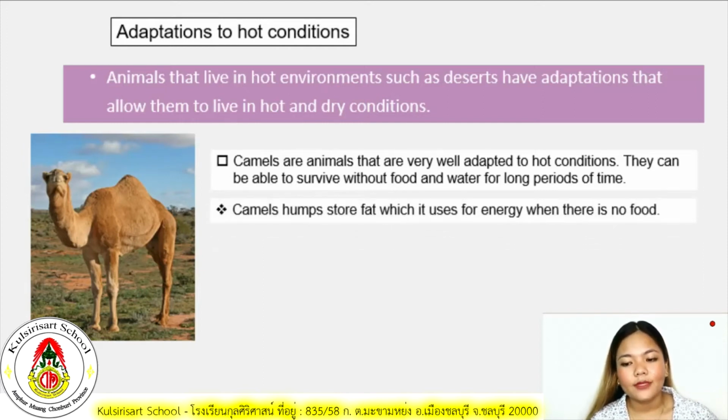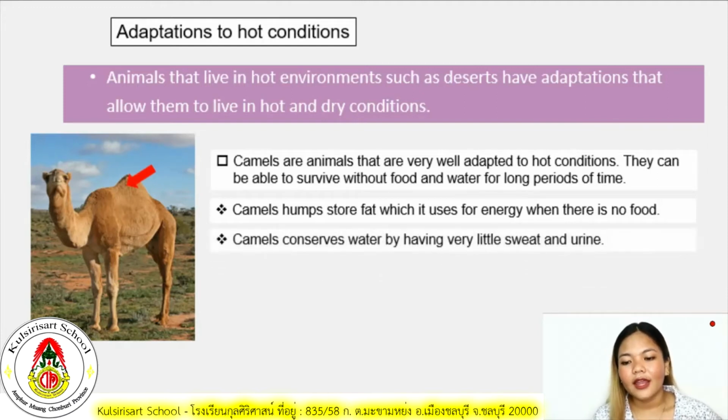Camels have humps that store fat which it uses for energy when there is no food. And the hump is what we have in here, pointed by the arrow. This is a hump or a curve on the back of a camel which helps it store fat, and it uses it when there is no food available around it. Okay, so it's like a storage of food among camels. That is the function of this hump.